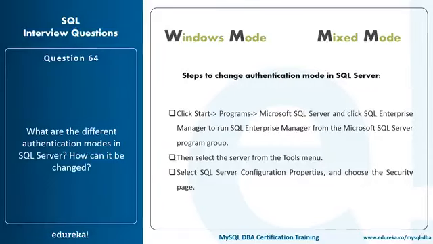You have to first click on Start, then go to Programs, go to Microsoft SQL Server and click SQL Enterprise Manager to run SQL Enterprise Manager from the Microsoft SQL Server program group. Then select the server from the Tools menu, select SQL Server Configuration Properties and choose the Security page, right? So that's how you can change the authentication mode in SQL Server, guys.